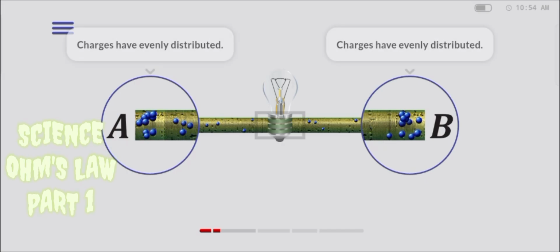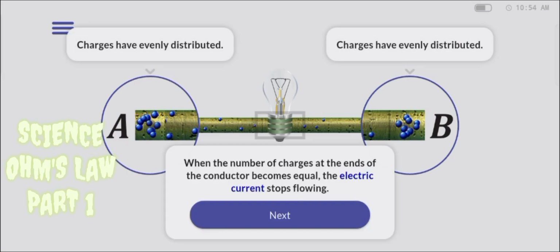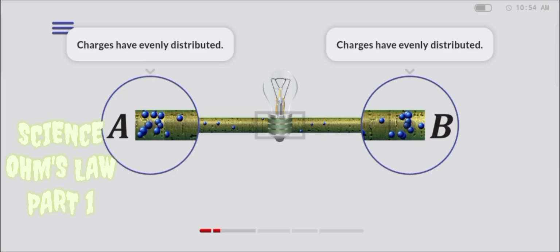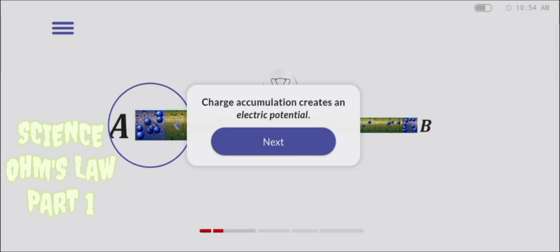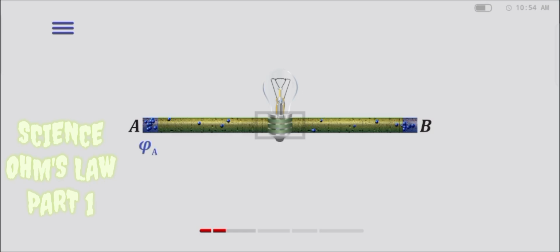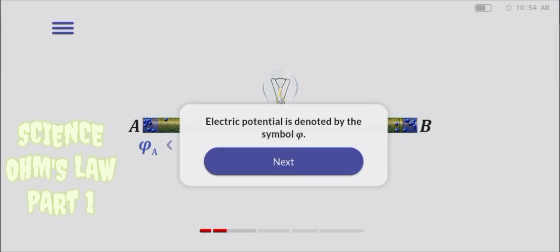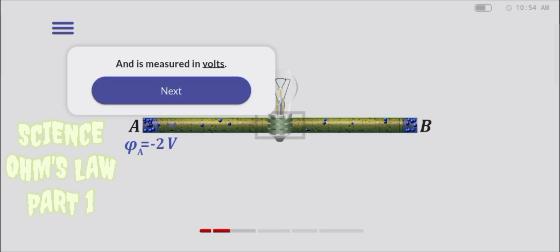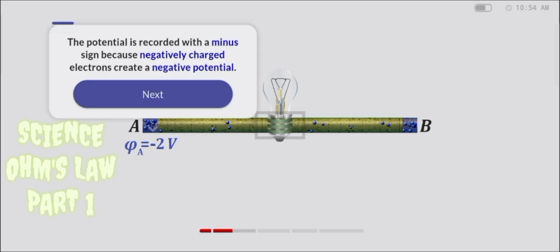Charge accumulation creates an electric potential. Electric potential is denoted by the symbol phi and is measured in volts. The potential is recorded with a minus sign because negatively charged electrons create a negative potential. Currently, there is an equal amount of charge and equal potentials at the ends of the conductor.